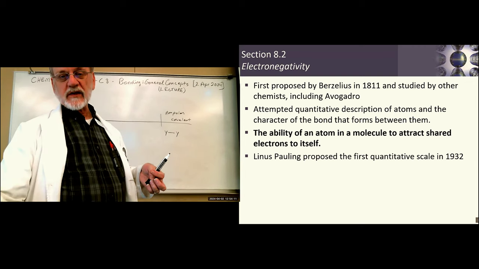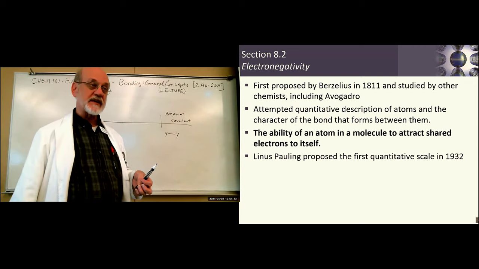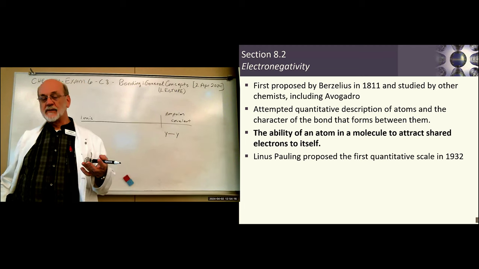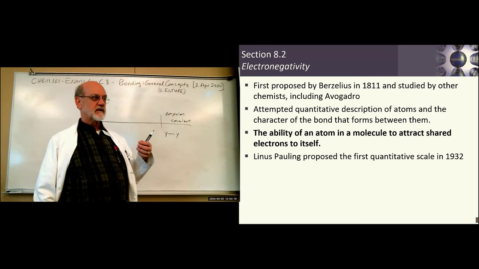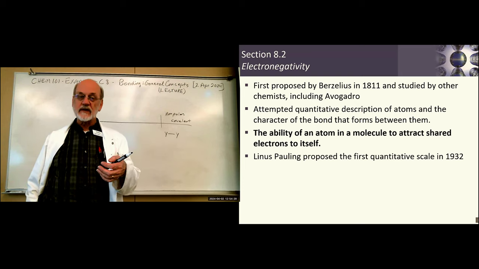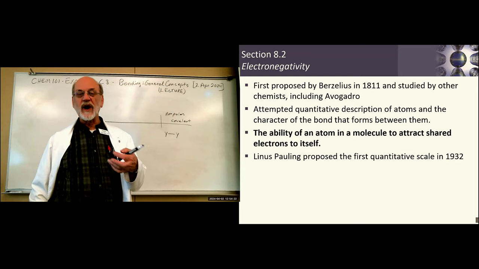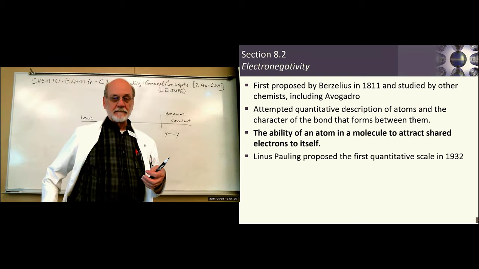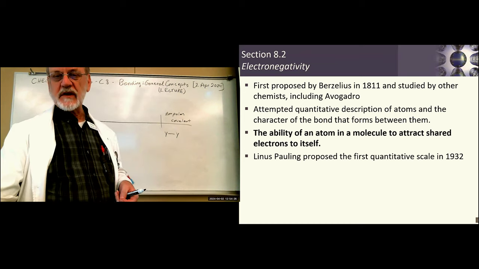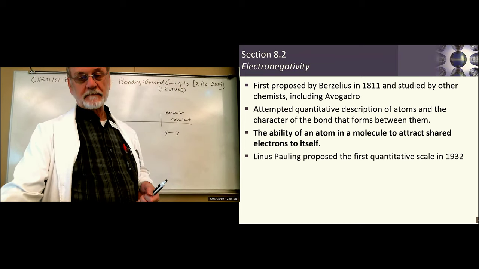So Linus Pauling, several scientists came up with various schemes for calculating relative values of electronegativity. And Linus Pauling's is one of the most widely accepted ones. And we're not going to actually calculate them ourselves. We're just going to use the values.